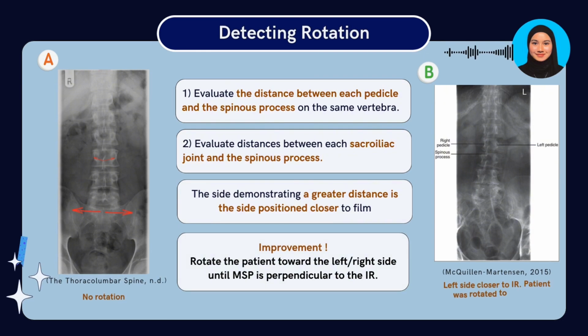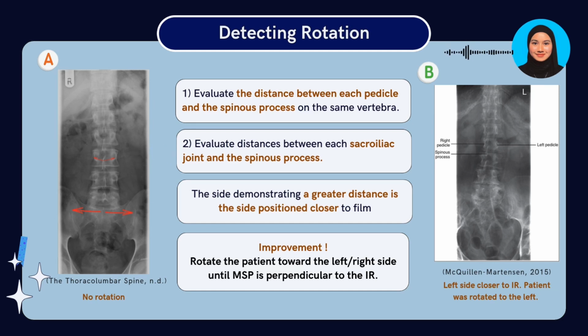Next, we are going to discuss how to detect rotation on an AP lumbar spine radiograph. To begin, we evaluate the symmetry by checking two main things. First, we have to evaluate the distance between each pedicle and the spinous process on the same vertebra. Second, we can also evaluate the distance between each sacroiliac joint and the spinous process.